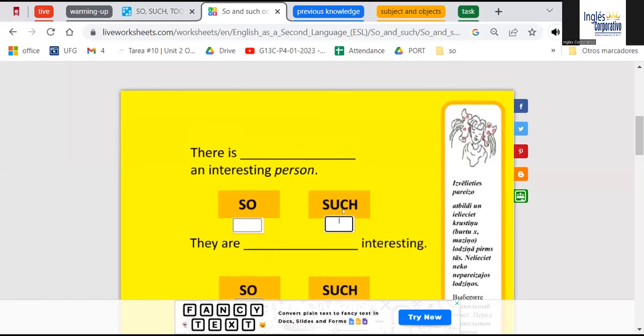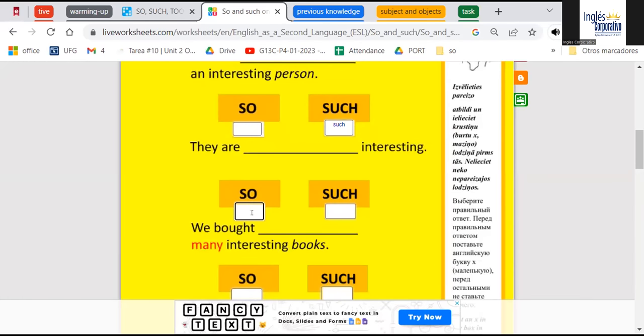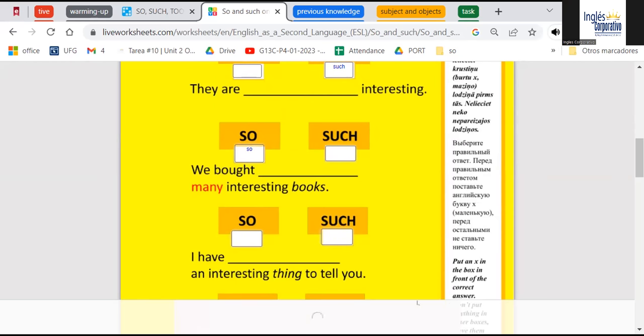Okay, so let me see. I think we need to write "such". Okay, let's see. Next one. What do you think about it? Oscar or anybody? They are so interesting. Okay. Julio, what do you think about it? We bought, guys, we bought so or such many interesting books.